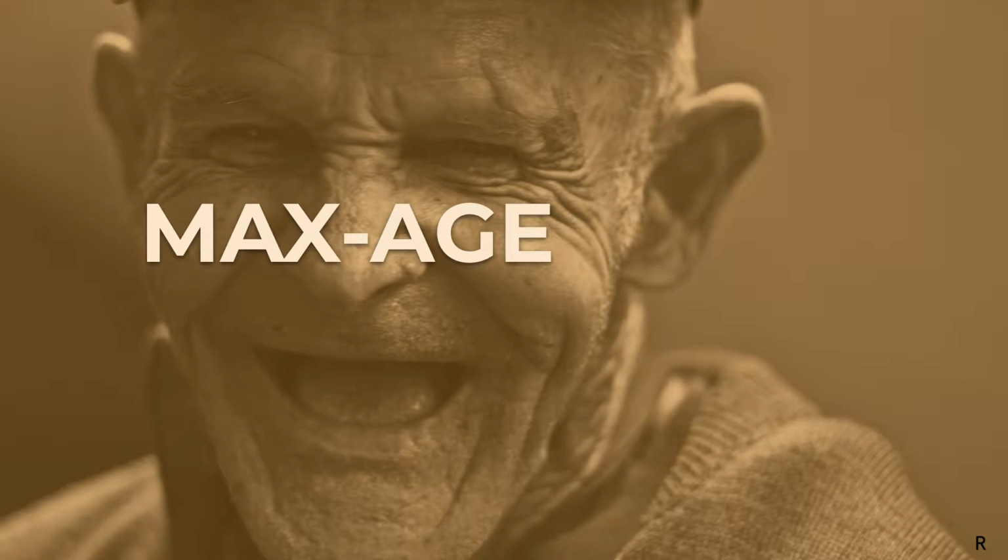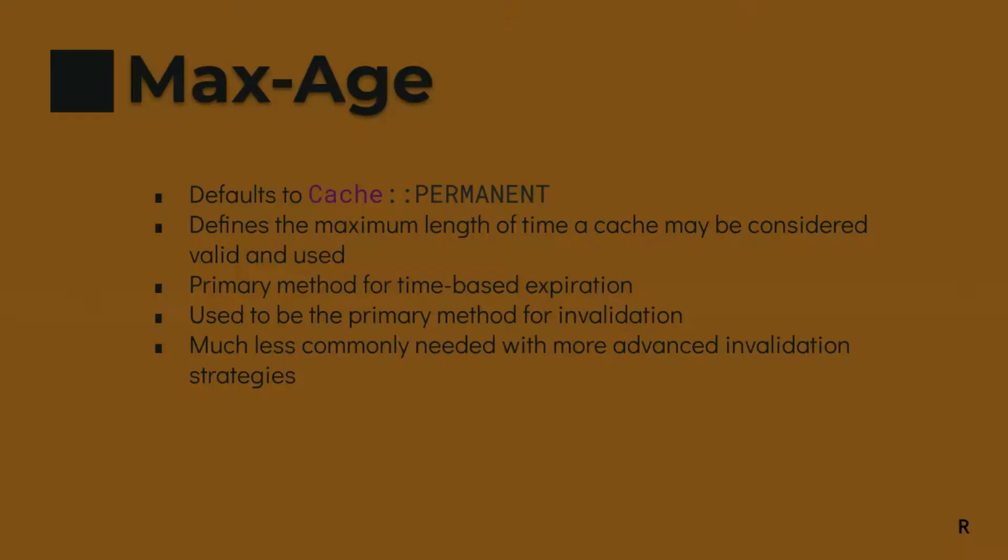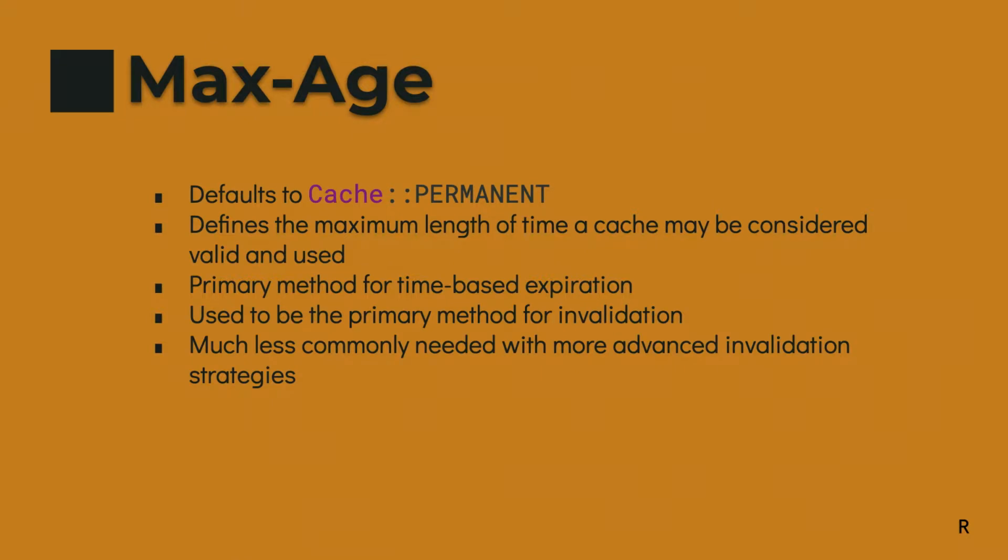Anyways, we're going to start off at max age. We're going to start here because it's kind of like the building block of where we came from to where we are today. Back in my day, we used to clear all of the cache based off of time. So in Drupal 8, max age defaults to permanent. It defines the maximum length of time a cache can be considered valid and useful. Primary method for time-based expiration.